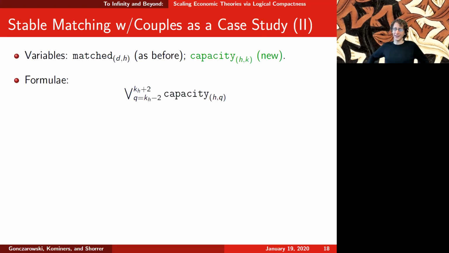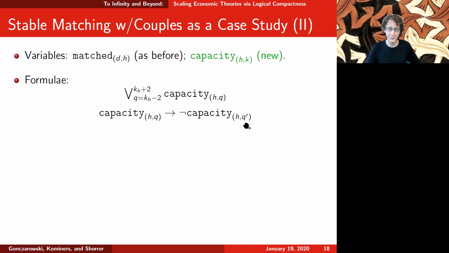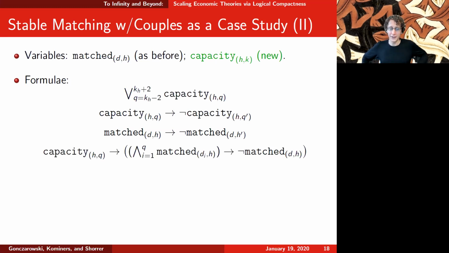We're going to add some formulae that say the capacity is within 2 of its fixed baseline capacity, and it's well defined. So if capacity HQ, then not capacity HQ prime. And then our usual matching formulae, right? Nobody had better be matched twice, so it needs to be one-to-one. And every hospital can't have more people matched to it than its capacity. So if its capacity is Q, and it's matched to Q doctors, then it's not matched to any others.